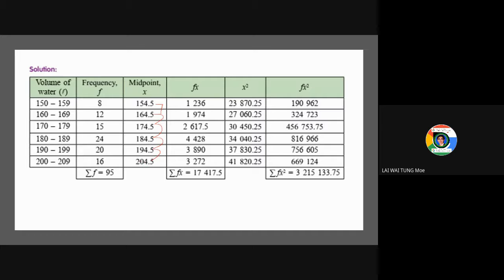So no need to waste time calculating each midpoint. You just need to calculate the first two to get their difference, and then for the third one you add this difference to get it. If let's say the difference is 10, then you add 10 to 164, you get 174. And then add another 10, add another 10, add another 10. So it's much time saving.